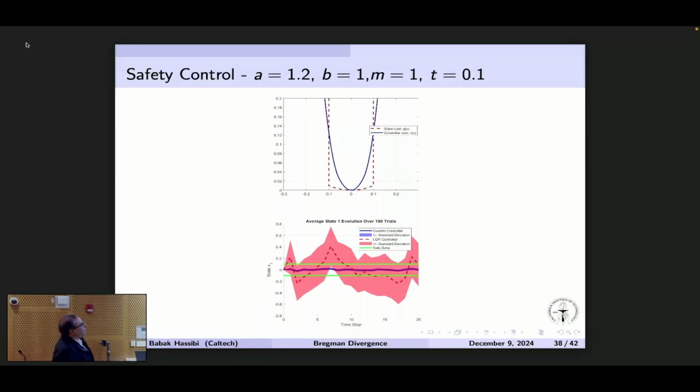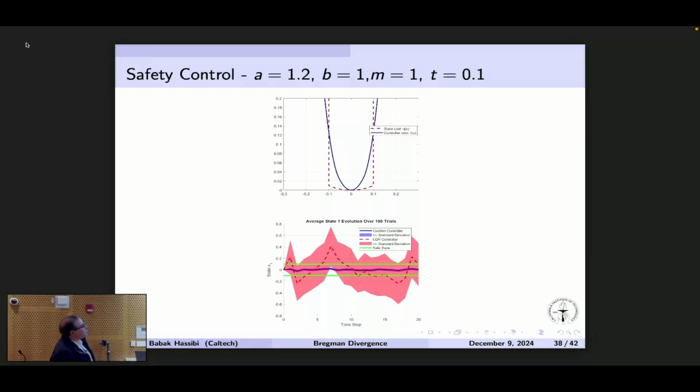For this value of m, this blue curve is the cost on the control, which looks reasonable to me. Again, it's piecewise quadratic. And so this is the behavior. These are the margins. I don't know why he used green. It should be red, I think, for safety. But anyway.